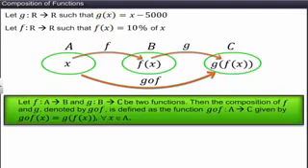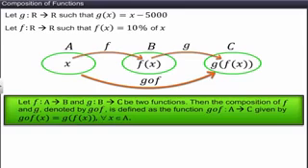If f is a function defined from A to B and g is a function defined from B to C, then the composition of f and g is a function defined from A to C, denoted by g circle f, and is equal to g of f of x for all x belonging to A.